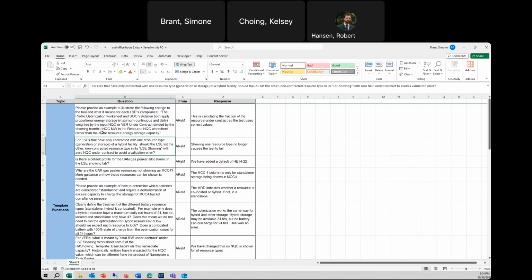The first one asked for an illustration of the change to the tool and what it means for each LSE's compliance. The change is that the profile optimization worksheet and SOC validation both apply proportional energy storage, maximum continuous and daily, weighted by the input NQC over under contract divided by the showing month's NQC megawatts in the resource NQC workshop sheet, rather than the entire resource energy storage capacity.